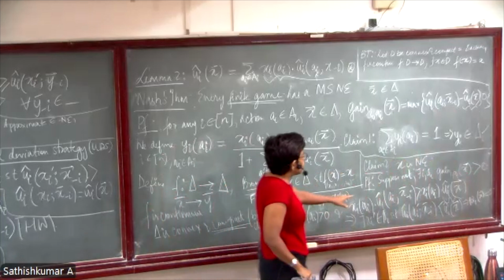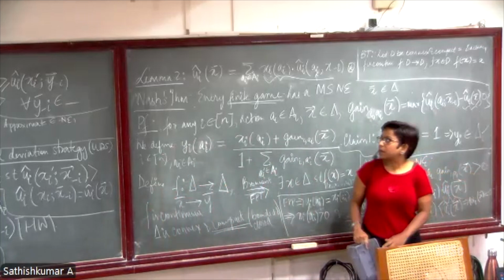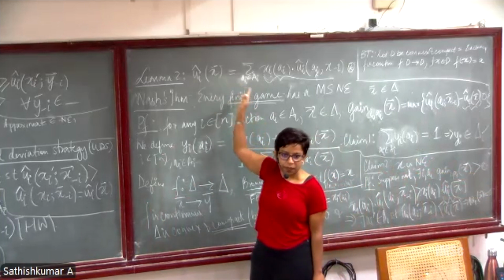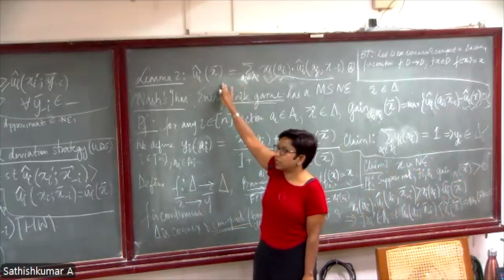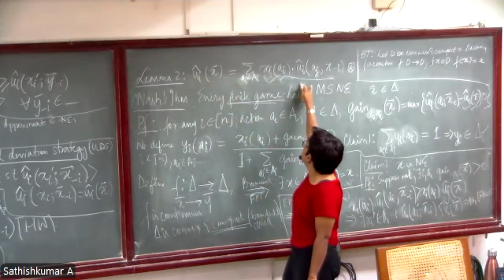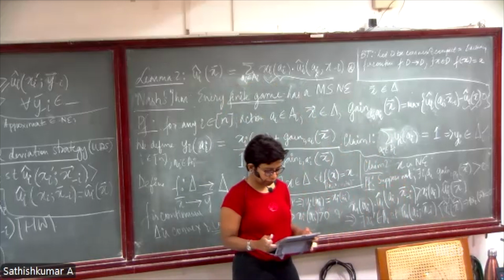So if it's not a Nash equilibrium, there is something that gives me a positive gain. But this linear expression tells me there must be something that brings the value down. Otherwise, the right-hand side would be greater than the left-hand side. So now what? Are we done?